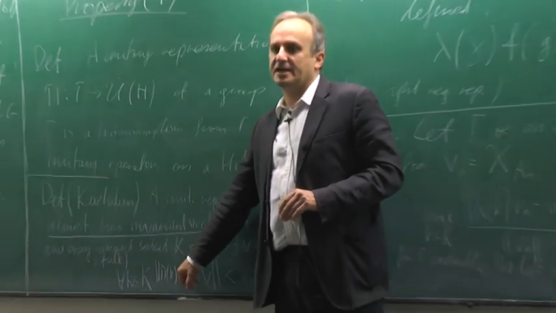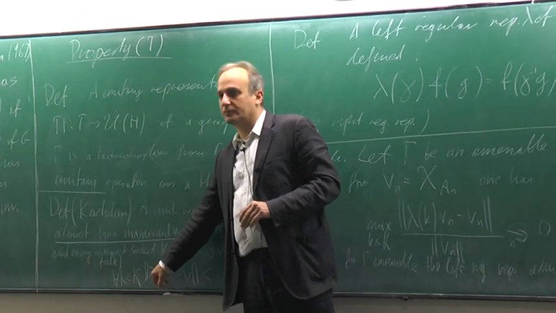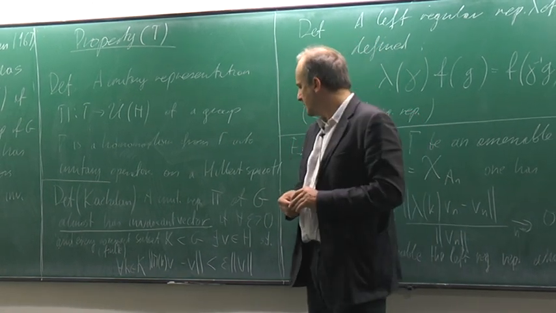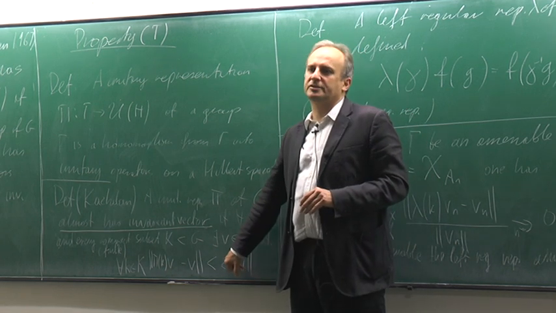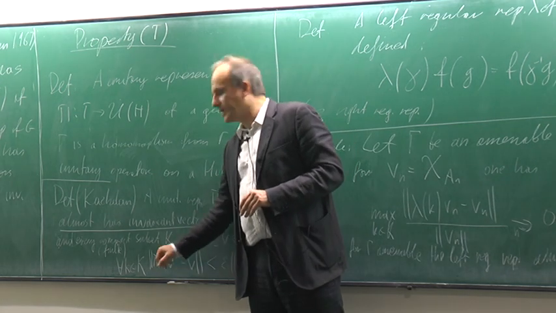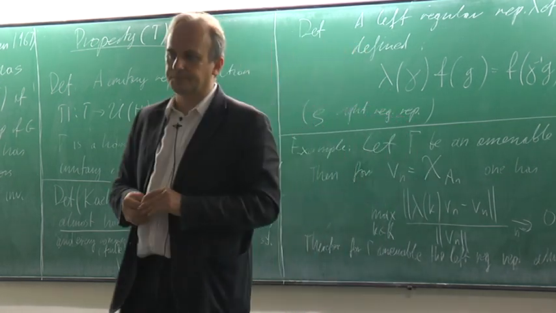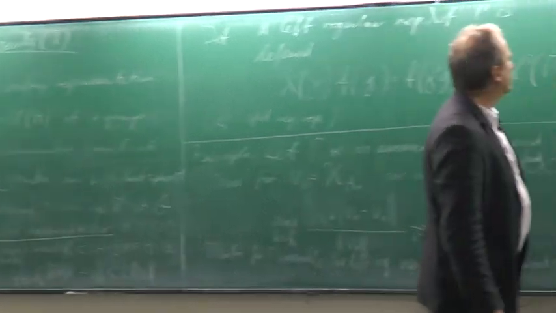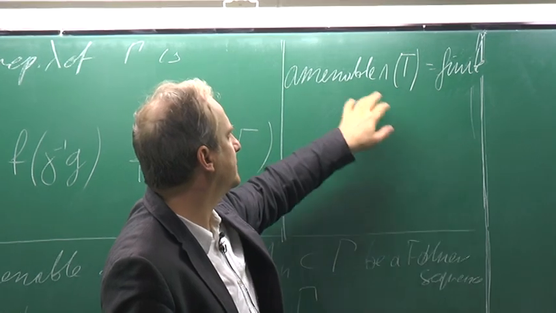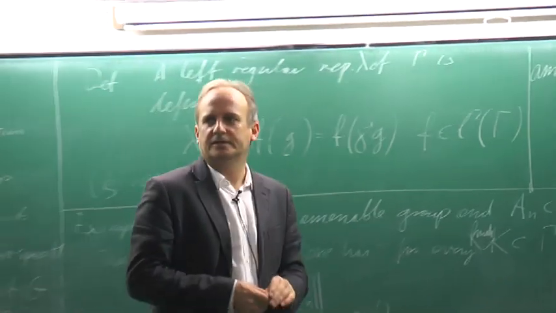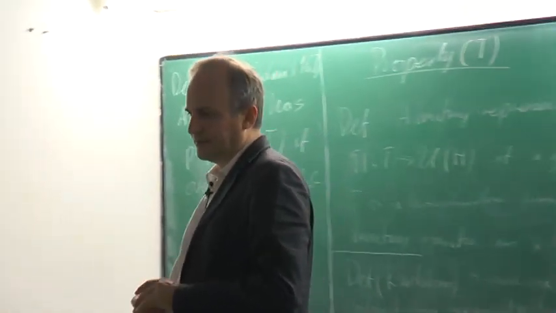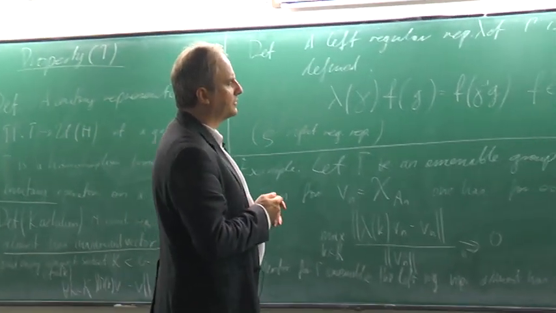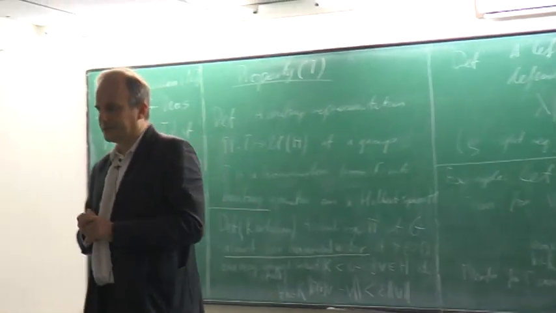Well, you take the sum of translations of this vector by all elements in the group. In this way you get an invariant vector. And if you take this epsilon sufficiently small, you will also get a non-zero vector. So indeed, now we understand why these two properties can be used to show that some groups are finite. As you remember, this property appeared at the beginning of the first lecture.